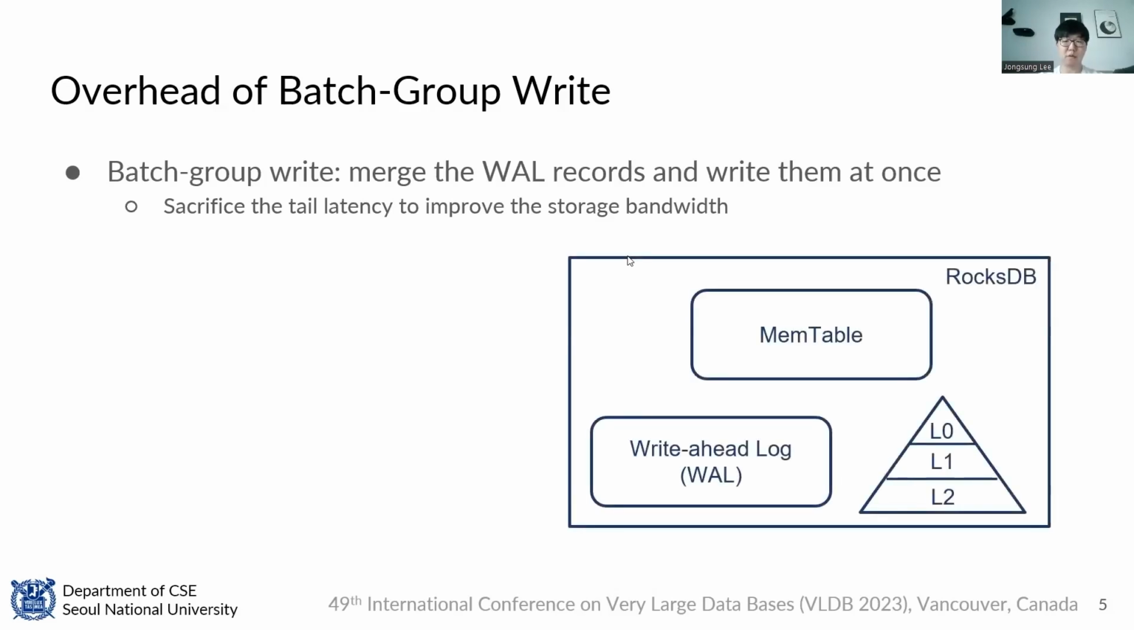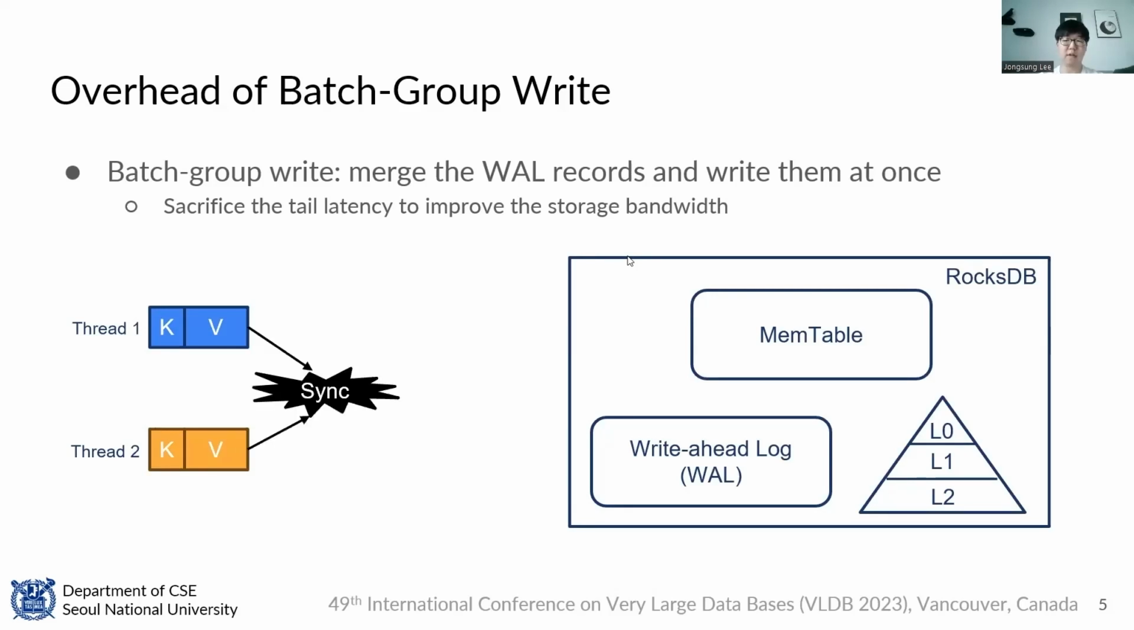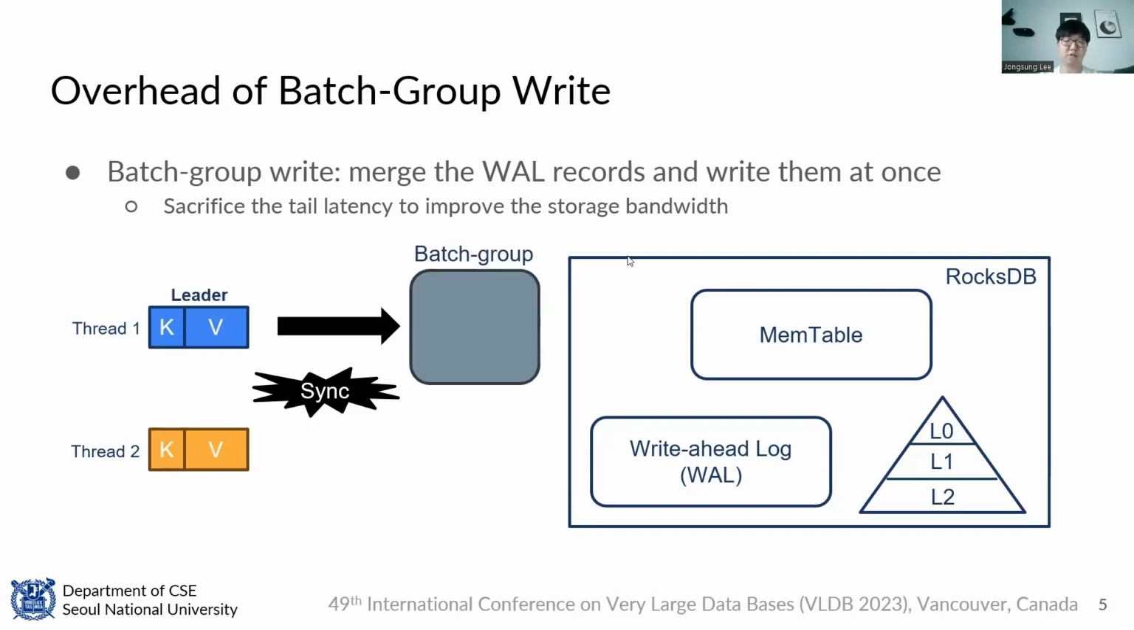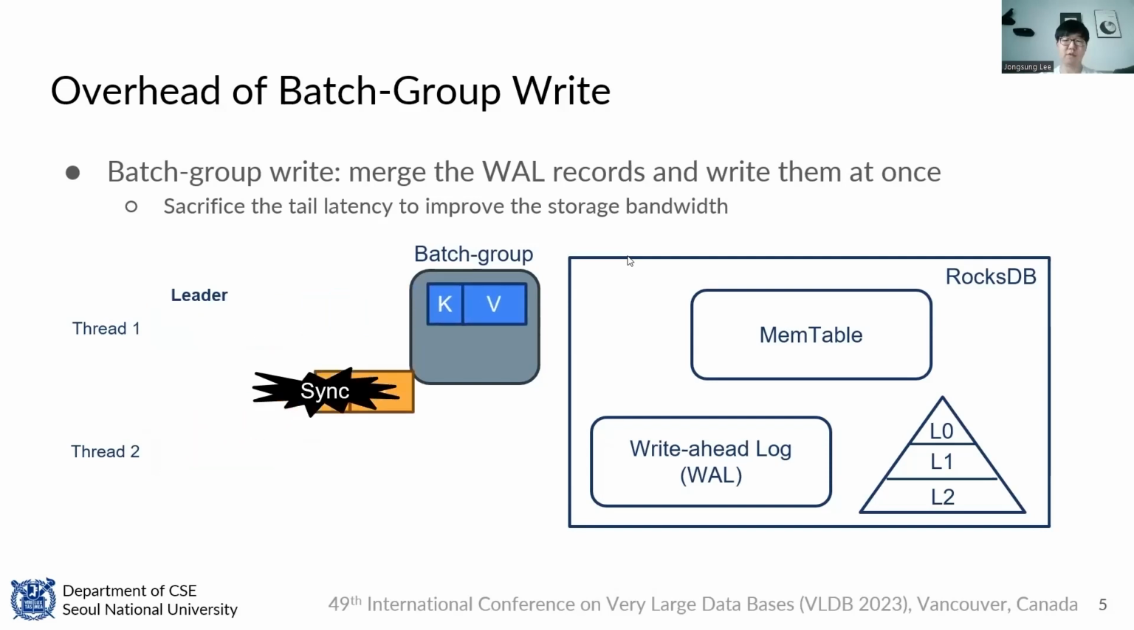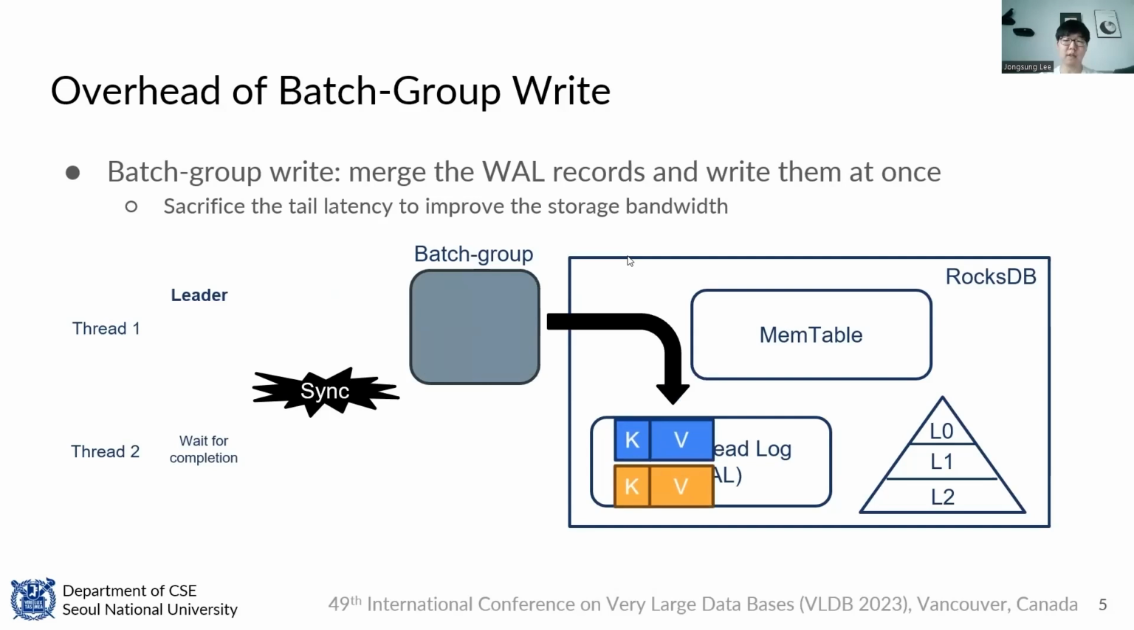Here is an example. When two put queries are concurrently issued, they first elect a leader by a synchronization mechanism. After thread 1 is elected as a leader, it generates a batch group and then merges all the key-value records of the participants. After merging is done, the leader thread writes the batch group at once to the WAL area. During the process, thread 2 is waiting for the notification of storage write completion.